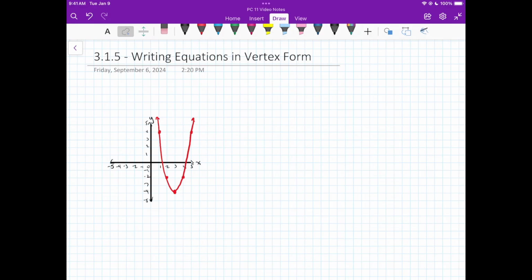This is the last video for section 3.1 in the textbook. At this point, you should already know how to draw graphs based off of equations in vertex form. So this last video for the section is going to look at how to go the other direction. The big question for this lesson is, how do we get an equation from a graph?